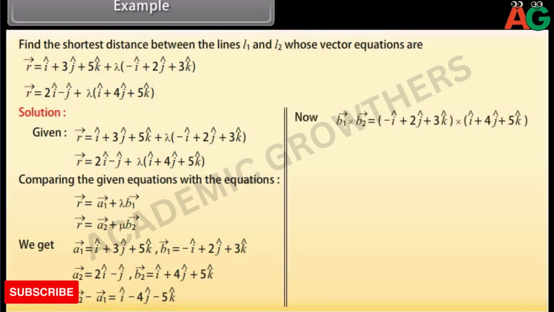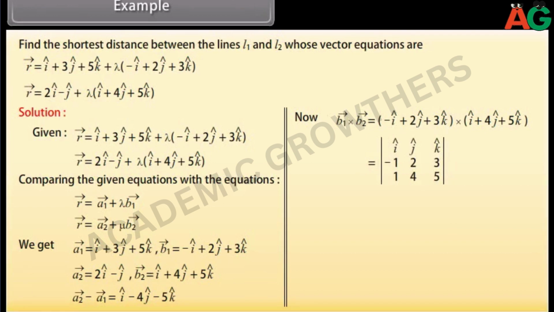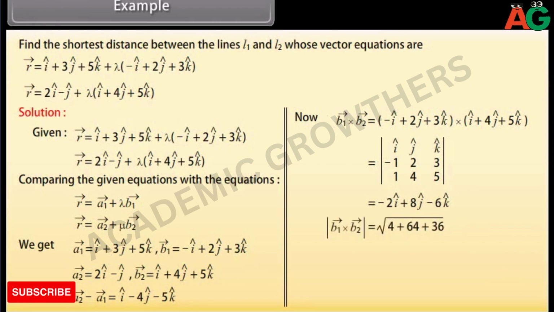Now, the cross product of vector b1 and vector b2 is (-i + 2j + 3k) cross (i + 4j + 5k) equals the determinant, row-wise, first row i, j, k, second row -1, 2, 3, third row 1, 4, 5, equals -2i + 8j - 6k.